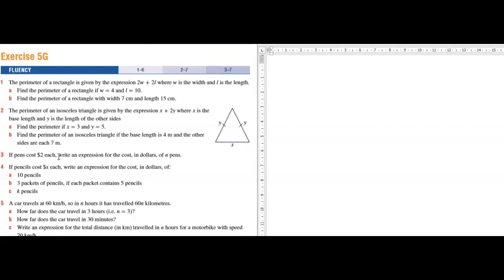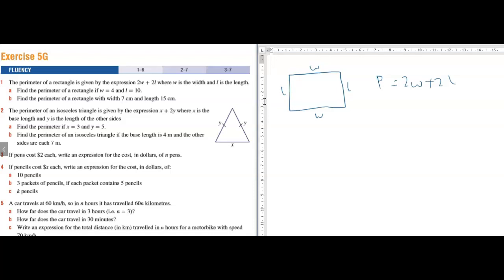Okay. Question 1. The perimeter of a rectangle is given by the expression 2w plus 2l, where w is the width and l is the length. So thinking about a rectangle, let's just draw it. Here it is. Perimeter is the distance around a shape. So the perimeter here, we've got a width and a width and a length and a length. It doesn't matter if you've got the order around the other way. So the perimeter is 2w plus 2l. You're just adding each side.